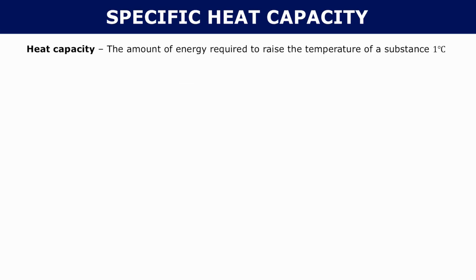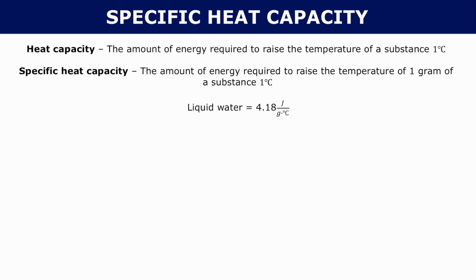Well, heat capacity is going to be the amount of energy required to raise the temperature of a substance 1 degree Celsius. Now, the problem with heat capacity is that it doesn't really specify how much of a substance. So you could take 10 grams of a substance, or 20, or 30, or 40, and it would still be at heat capacity. We like to use the specific heat capacity, which is the amount of energy required to raise the temperature of 1 gram of a substance 1 degree Celsius. And the specific heat capacity of water is 4.18 joules per gram times Celsius, which means that it would take 4.18 joules of energy to raise the temperature of 1 gram of water 1 degree Celsius.